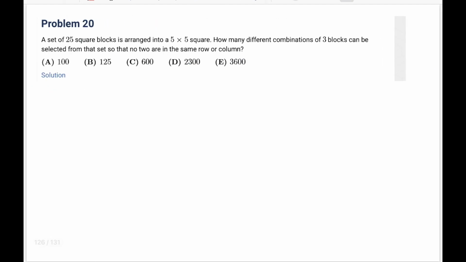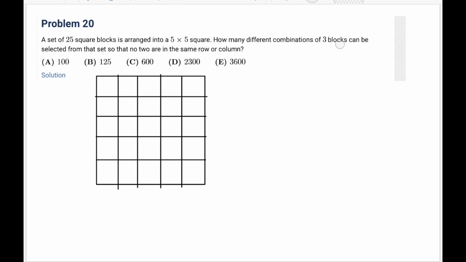Problem 20. A set of 25 square blocks is arranged into a 5 by 5 square. How many different combinations of 3 blocks can be selected from that set so that no 2 are in the same row or column? So there are 25 square blocks. So how many different combinations of 3 blocks, right? If you select one, the first one you have 25 choices. You can select any one of these blocks. Like let's say that you selected this one, then no two can be in the same row or column, right? So automatically these are all removed from your choices.